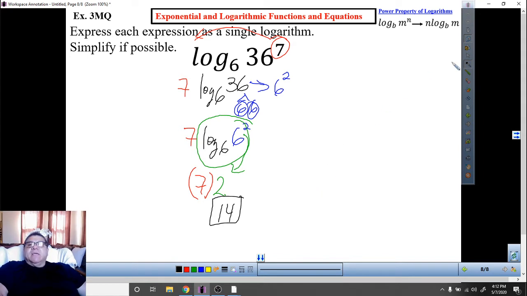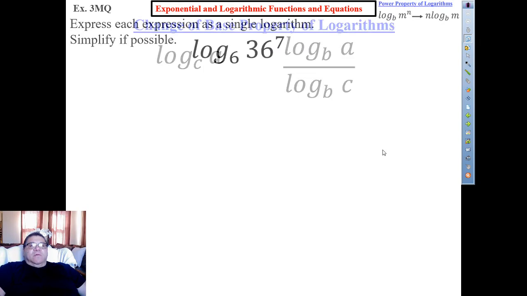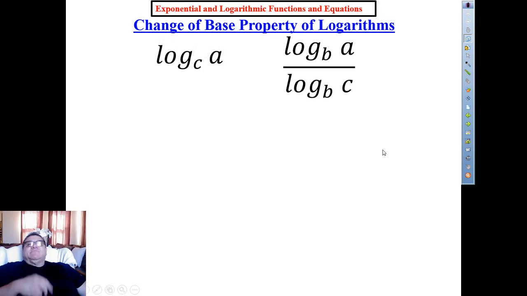All right, let's move on. So that was power properties of logarithms. Well, now we get to the last property. The last property is the change of base property of logarithms, and it reads log base c and the given number a.